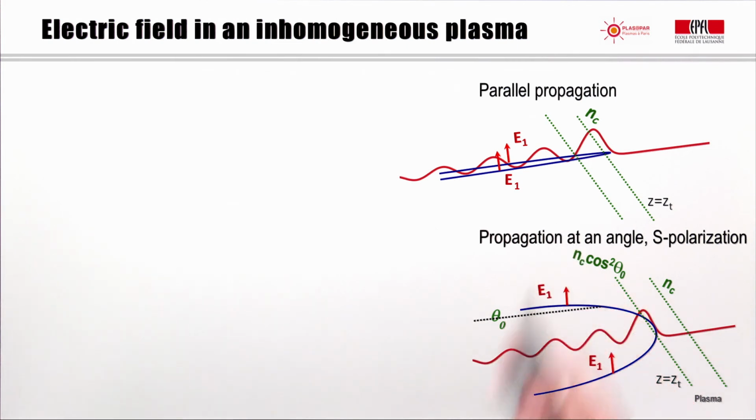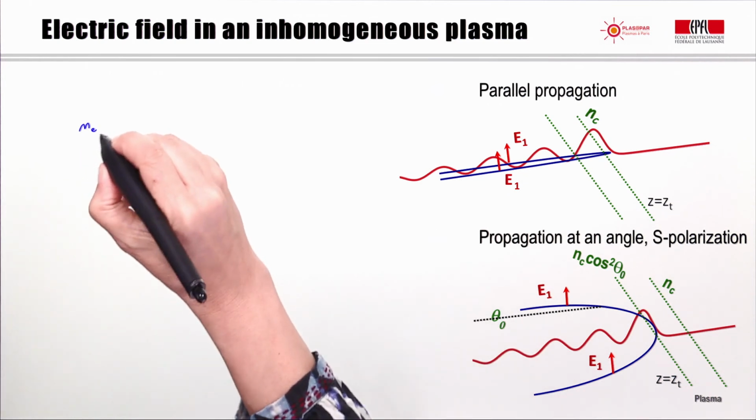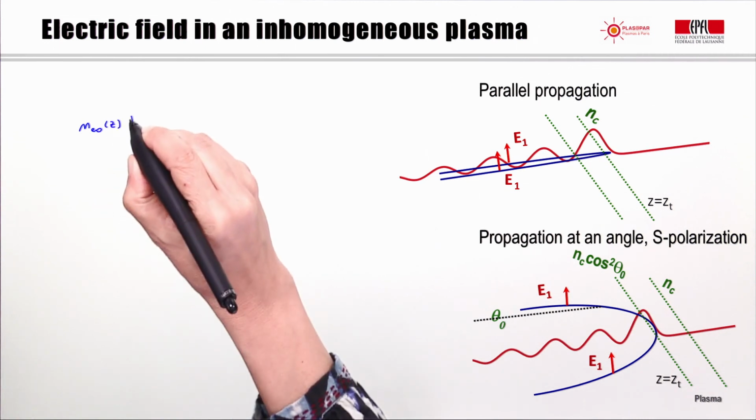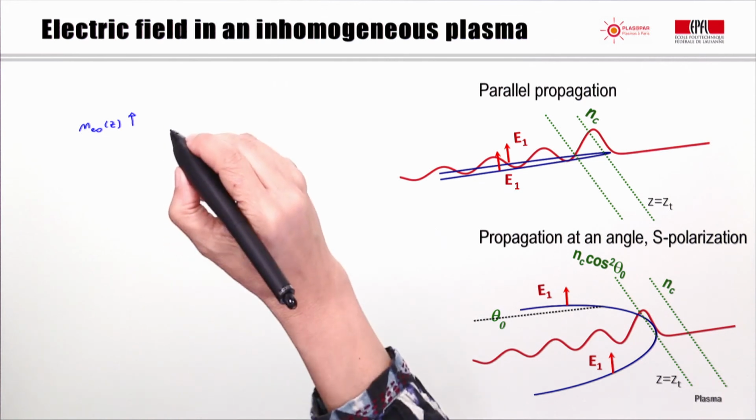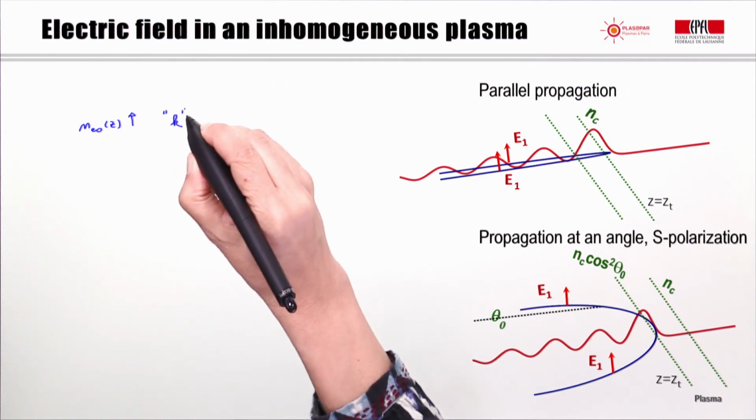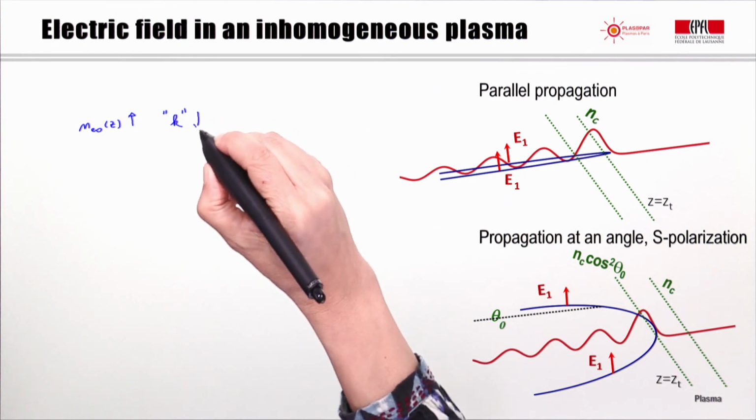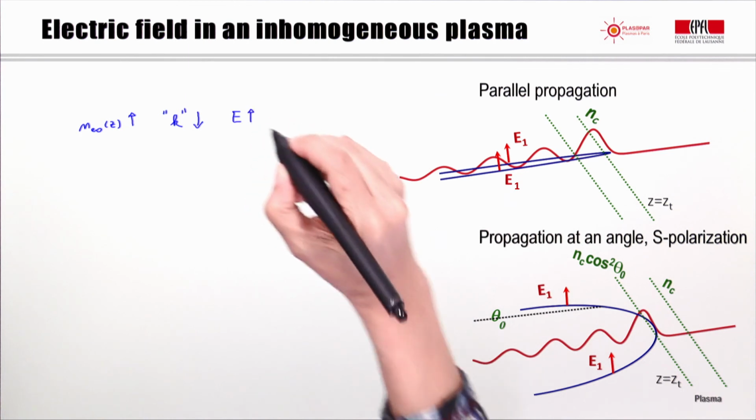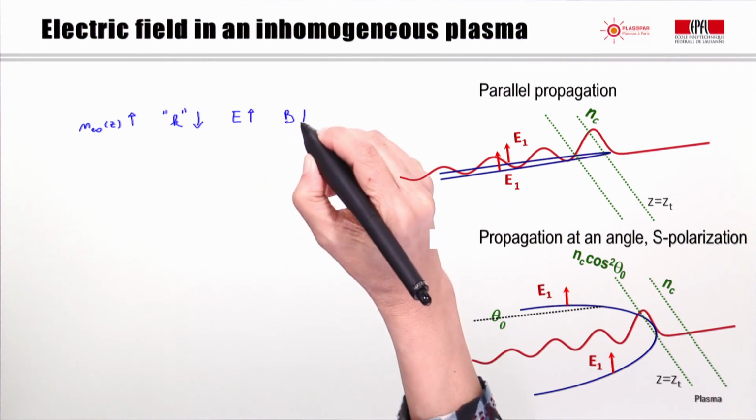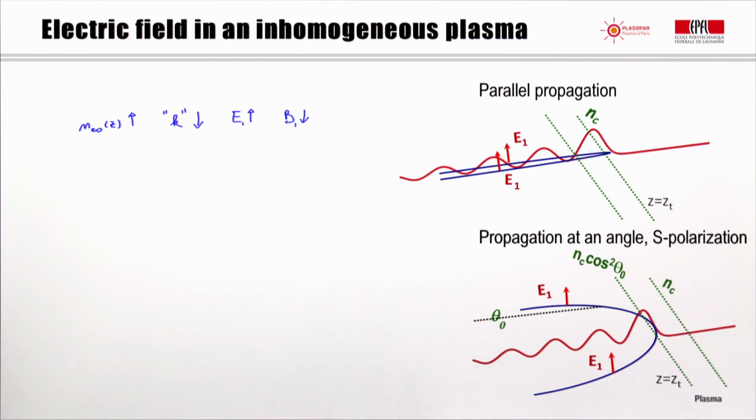In this slide, we summarize what we have just learned. In case 1, propagation parallel to the density gradient. As the density increases, the effective wave vector decreases, so it adapts to the local density value. The electric field amplitude increases and the magnetic field amplitude decreases. Propagation will happen up to the turning point, and the turning point is at the critical density.